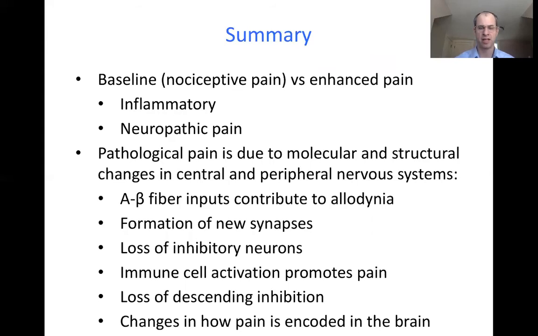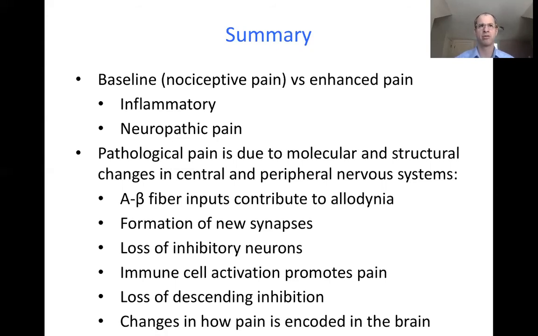And I've explained that central sensitization in particular is mediated by several changes, and these include the new connections from A beta fibers that contribute to allodynia, the formation of new synapses, loss of inhibitory neurons, immune cell activation that promotes pain, loss of descending inhibition, and changes in how pain is encoded in the brain.